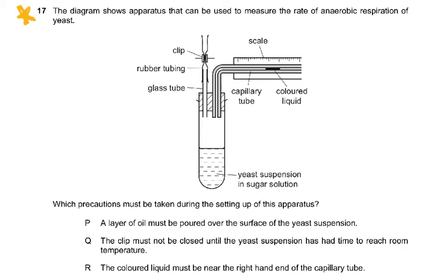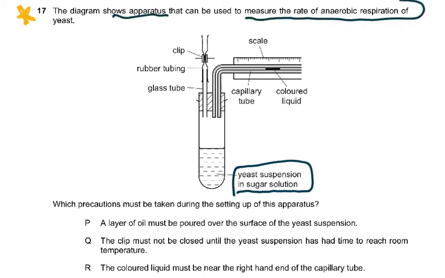Now, basically, you were confused. I've been getting students asking me this on WhatsApp as well. Basically, what confused you, you said yeast suspension in sugar solution. Fine. The diagram shows the apparatus that can be used to measure the rate of anaerobic respiration. So you needed some sort of an oil layer on top of this. But when this was going to respire, it was going to push this colored liquid to this side. Why?